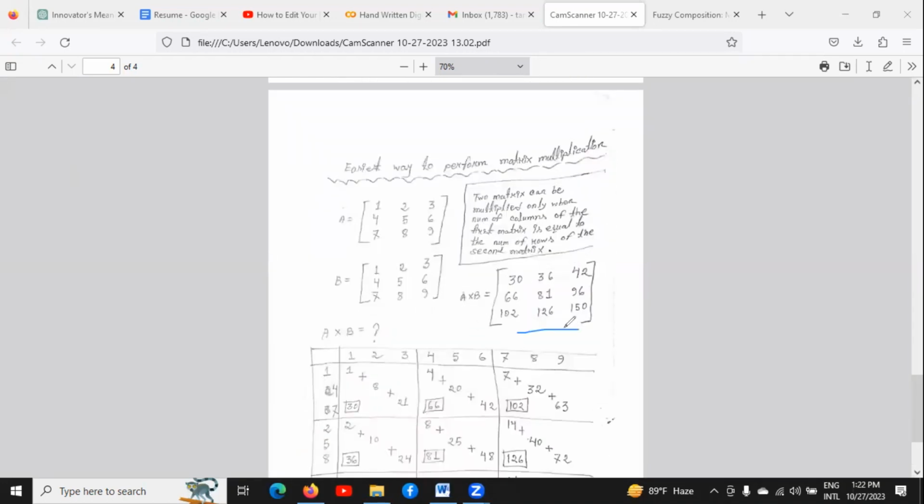So this is the matrix multiplication of these two matrices. So this was the easiest way to do matrix multiplication.